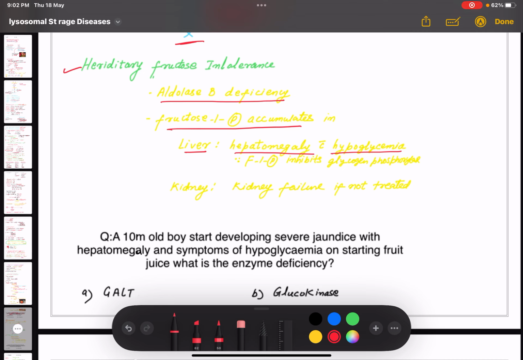Why is the patient going to have hypoglycemia? Because if this fructose 1-phosphate accumulates inside the liver, it will result in hepatomegaly. But how is the hypoglycemia going to occur? Actually, this fructose 1-phosphate will accumulate and inhibit glycogen phosphorylase. Can you recall this point? That glycogen phosphorylase is the rate limiting enzyme for gluconeogenesis. Once the glycogen phosphorylase is inhibited, the gluconeogenesis will not occur. Therefore, the patient will be having hypoglycemia, because we cannot get the glucose from gluconeogenesis. I hope this is clear. And this fructose 1-phosphate will accumulate inside the kidneys, and the patient will be having kidney failure if not treated.